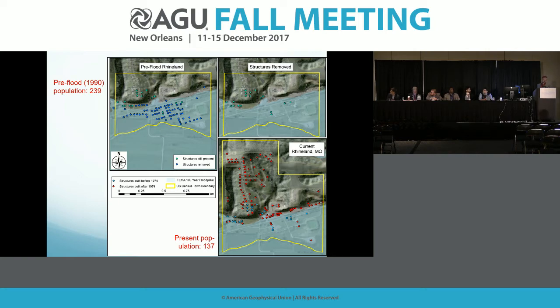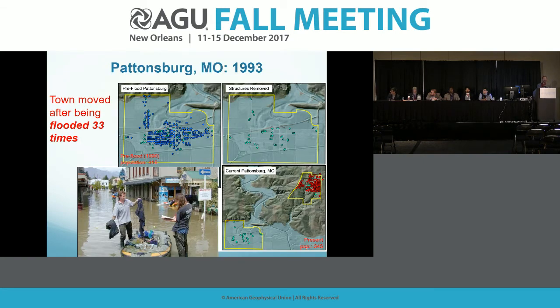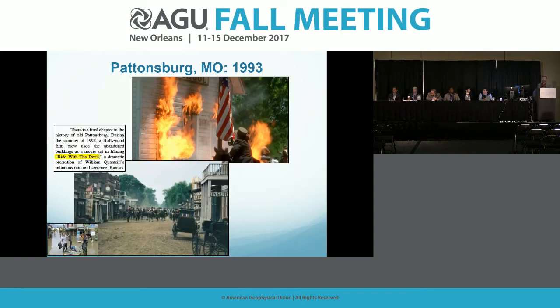Also in 1993, a few of you maybe have heard of Pattonsburg, Missouri. It was moved in its entirety finally after being flooded 33 different times within the town's history. And an interesting historical note to Pattonsburg, the town literally went out in a blaze of glory. It leased itself out to serve as the set for the filming of Ang Lee's movie Ride with the Devil, a Civil War era action and drama film.